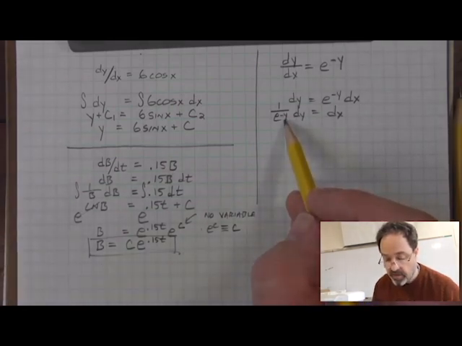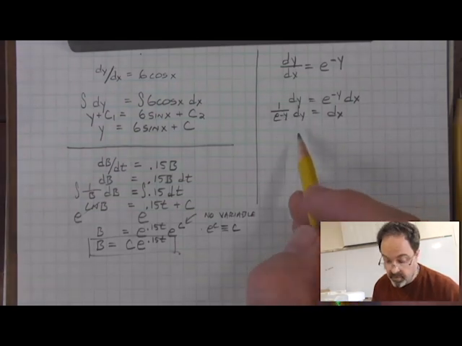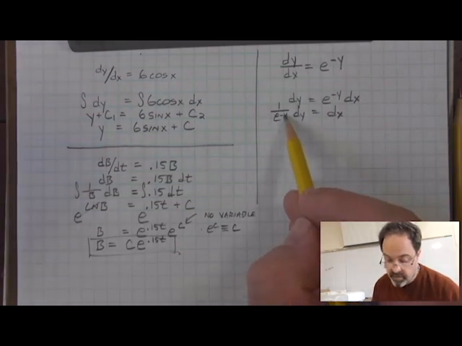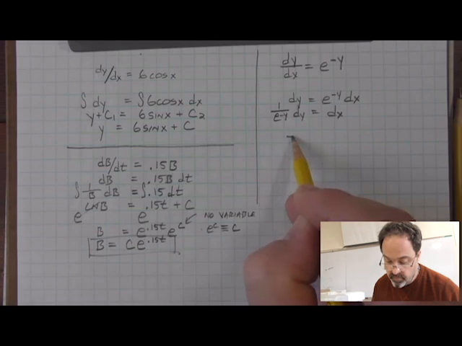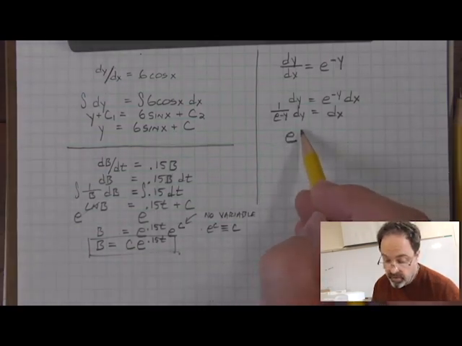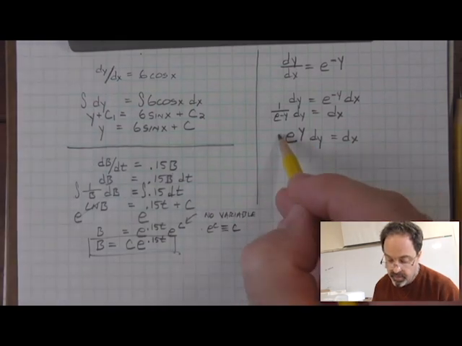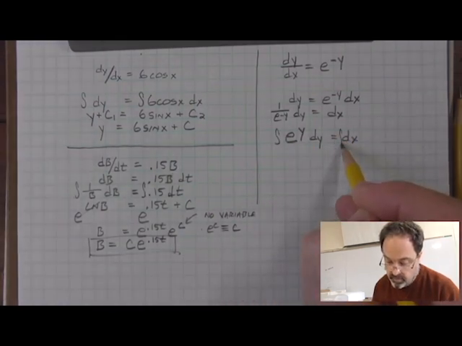I can change the sign of an exponent by taking the reciprocal of the base. In other words, the e to the negative y that's in the denominator is now going to be in the numerator. I'm not going to show the division by 1, and I get to change the sign of the exponent. Now when I integrate, the right side, the integral of 1 with respect to x is x.